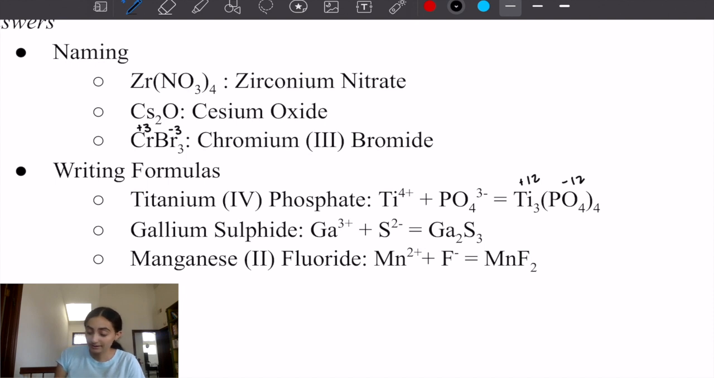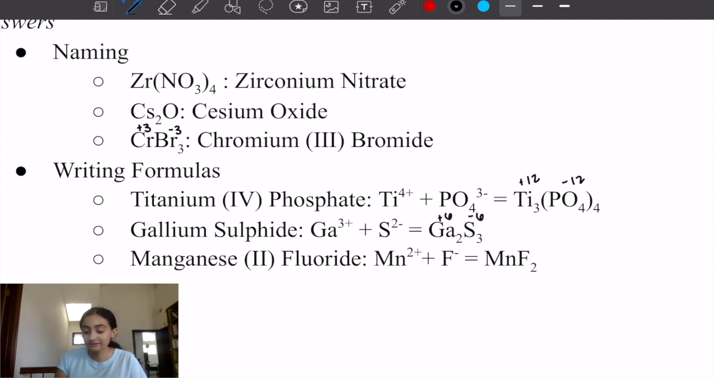So now the next one we have is gallium sulfide. This is a simple ionic compound. Gallium has a +3 charge, sulfur has a -2 charge. So same thing, least common multiple is 6. We will need 2 galliums, that will give us +6, and 3 sulfurs, which will give us -6.